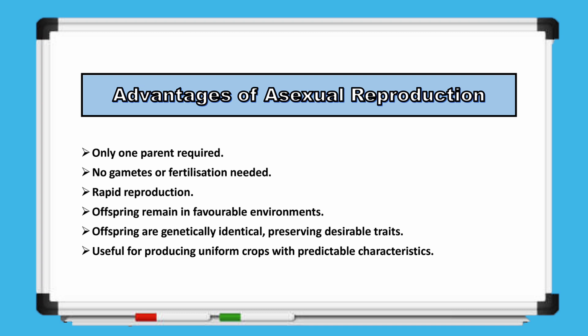The advantages of asexual reproduction include the fact that only one parent is needed, and there is no requirement for gametes or fertilization. It allows for rapid reproduction, and the offspring remain in favorable environments. Since the offspring are genetically identical to the parent, desirable traits are preserved, making this method particularly useful for producing uniform crops with predictable characteristics.